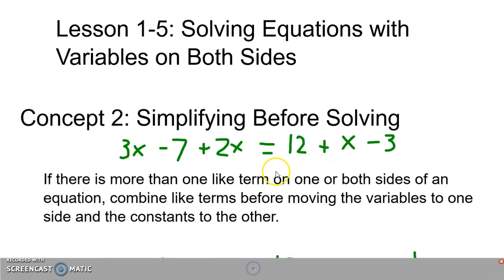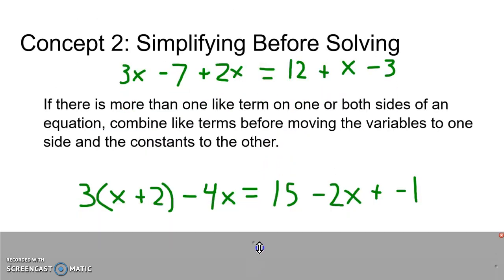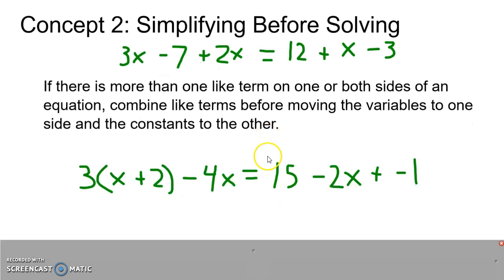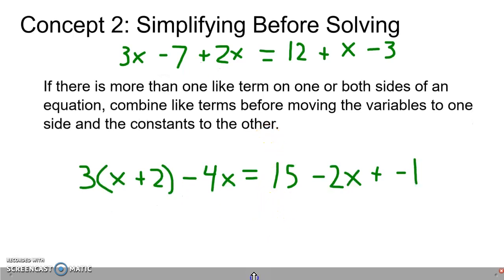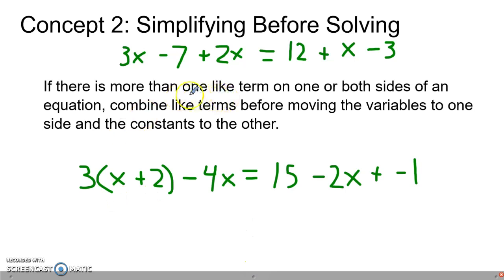All right. So here's another example. The goal is to combine our like terms, and then we have less to actually move across the equation. So in this problem, we're going to first distribute. We're going to distribute our 3. So 3 times x is 3x.